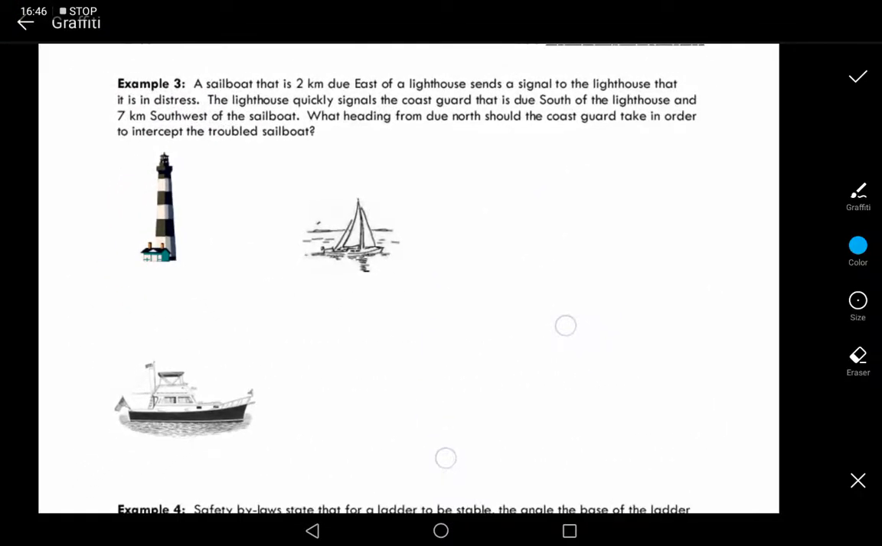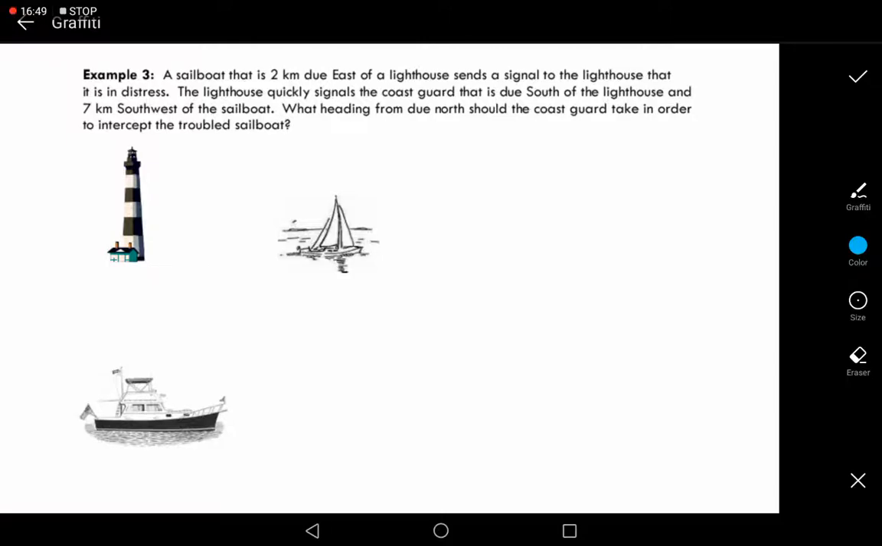Two more examples here. All right, so example 3. It says a sailboat that is 2 kilometers due east of a lighthouse sends a signal to the lighthouse that it is in distress. The lighthouse quickly signals the Coast Guard that is due south of the lighthouse and 7 kilometers southwest of the sailboat. What heading from due north should the Coast Guard take in order to intercept the troubled sailboat? Okay, so that was a lot of information.